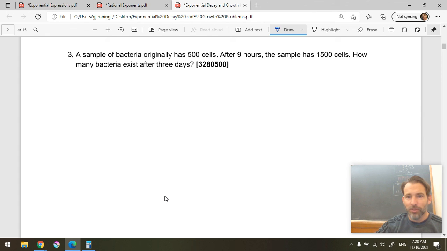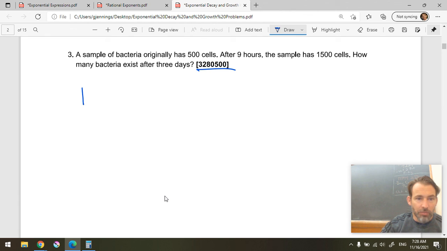Let's keep going. Okay, a sample of bacteria has 500 cells. After 9 hours, the sample has 1500 cells. How many bacteria exist after 3 days? So this is a complex question. A lot of bacteria after 3 days. Okay, cool. It only grows by a factor of 3 after 9 hours. So this is how you solve this type of question. All right. So here we go.